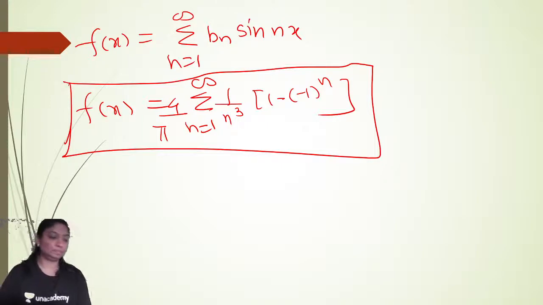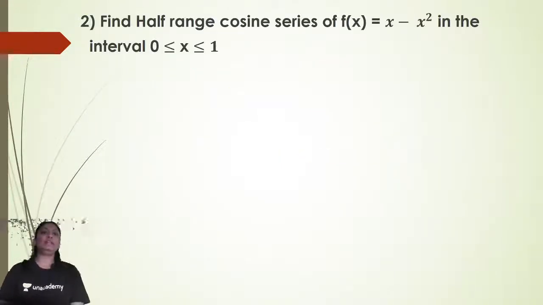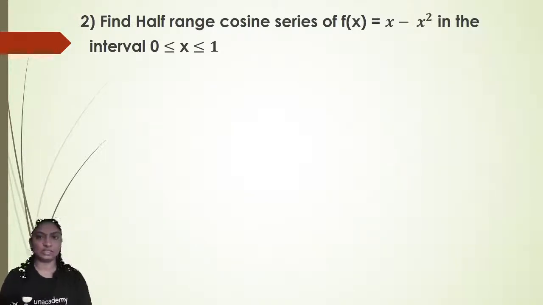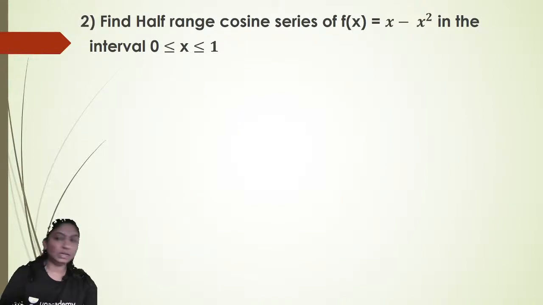Now next, find the half range cosine series of f of x is equal to x minus x square in the interval 0 less than or equal to x less than or equal to 1. Okay, find the Fourier half range cosine series for f of x is equal to x minus x square in the interval 0 less than or equal to x less than or equal to 1.